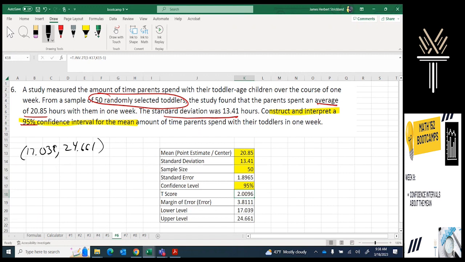And now if I want to interpret it, I would say I am 95% confident the average amount of time parents spend with their toddlers in one week is between 17.039 and 24.661 hours. And so in a given week, it appears that parents spend between 17 and 24 hours with their kids.